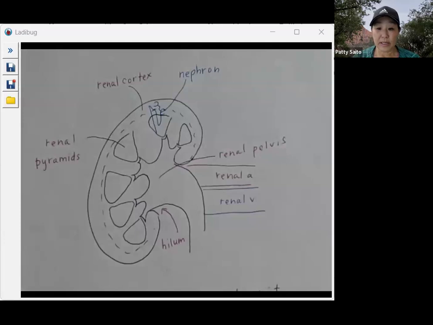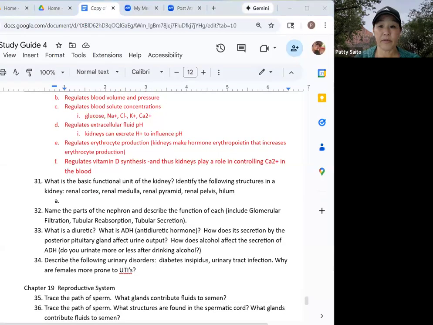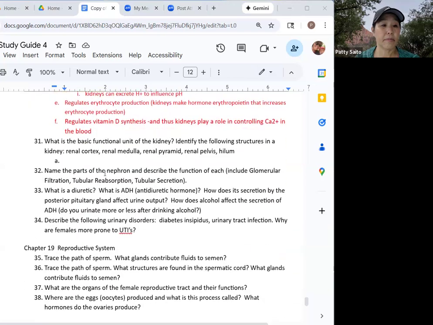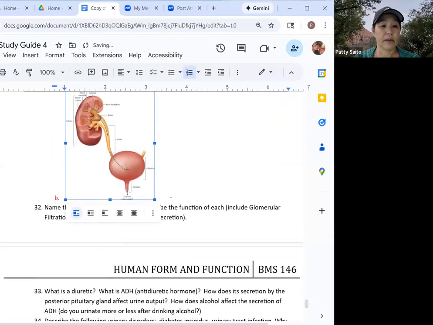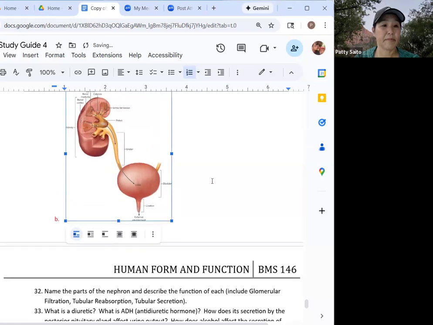All right, let's go back to our drawing, and we're going to put a few things here. Let's get a picture here. So what is the basic functional unit? It is the nephron. I'll show you the kidney. Okay.